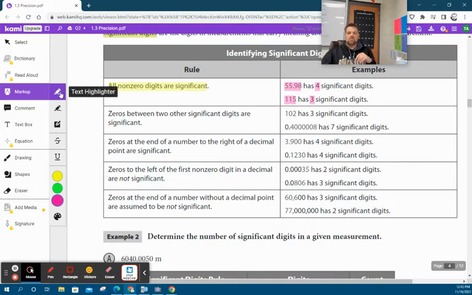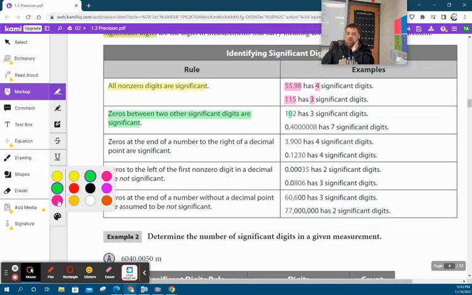Zeros, let's do a different color. Zeros between 2 significant figures are also significant. So I have a 0 here, right? That's important because it's between 2 non-zeros. So zeros between 2 significant figures, right?